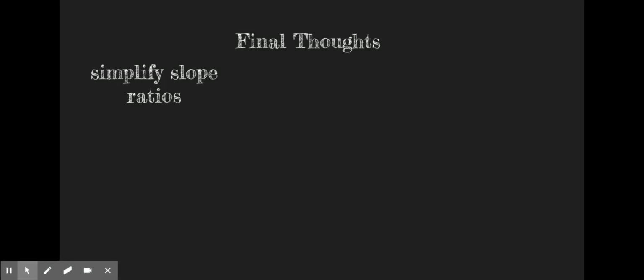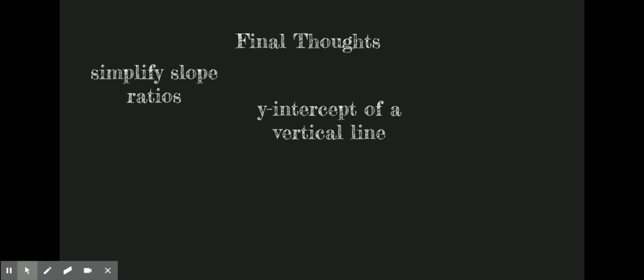We need to make sure that when we're finding our slope, from a table or from a graph, we simplify those ratios to the simplest form of slope that we can. Sometimes that becomes a whole number, and sometimes it just becomes a simplified ratio, which sometimes we like to call a fraction. But I just want you to understand that slope is not a fraction. It's a ratio. It's a comparison of two things happening.